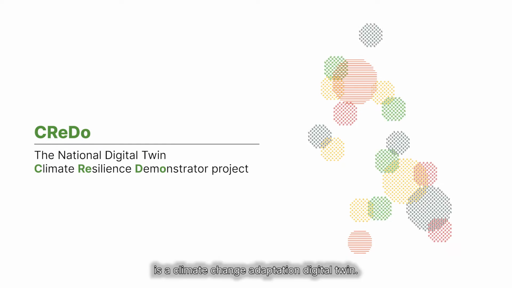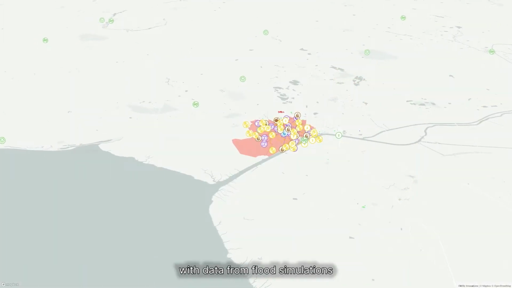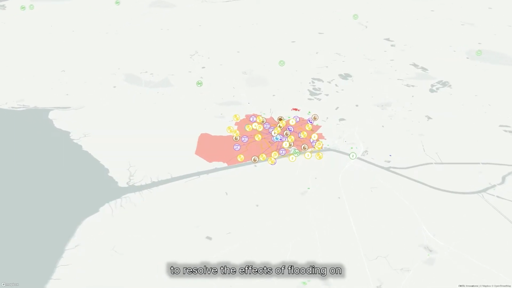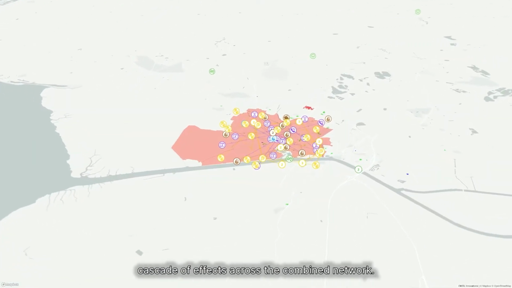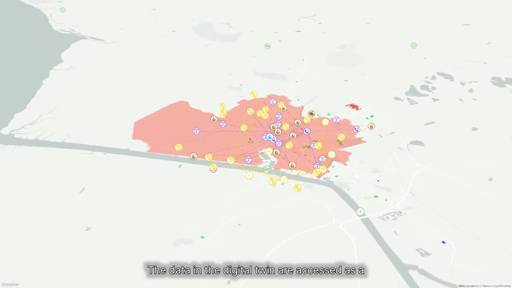CReDo, the Climate Resilience Demonstrator, is a climate change adaptation digital twin. The digital twin combines a description of assets from the energy, water and telecoms networks with data from flood simulations to resolve the effects of flooding on individual assets and the corresponding cascade of effects across the combined network. The data in the digital twin are accessed as a knowledge graph.